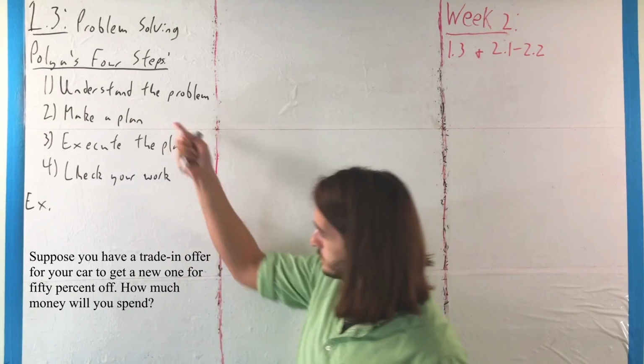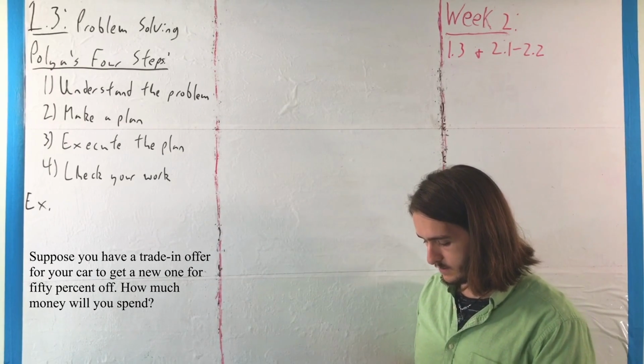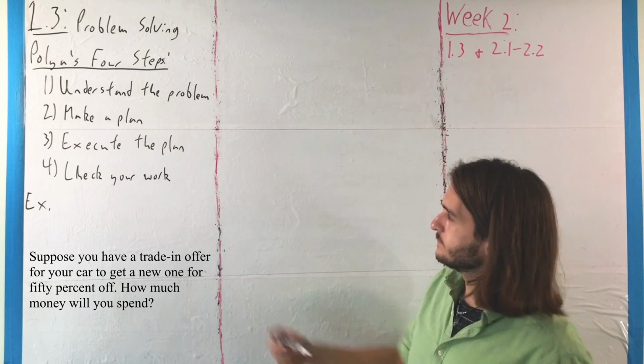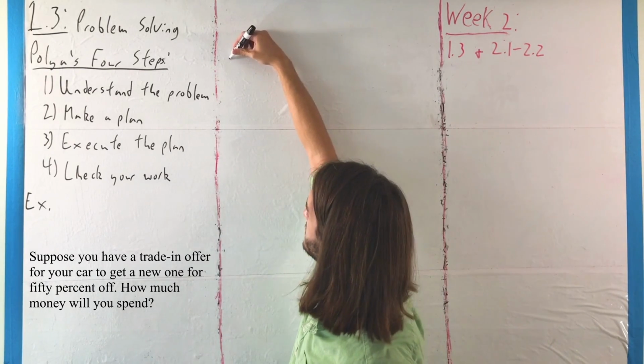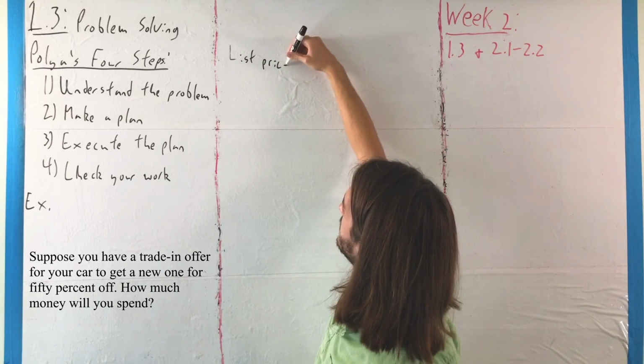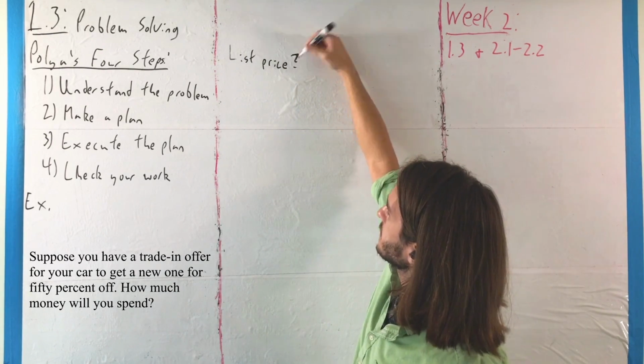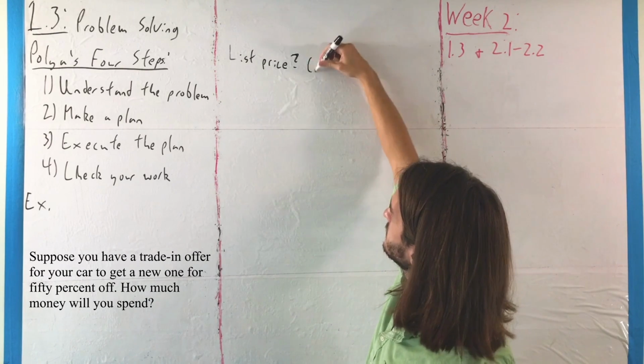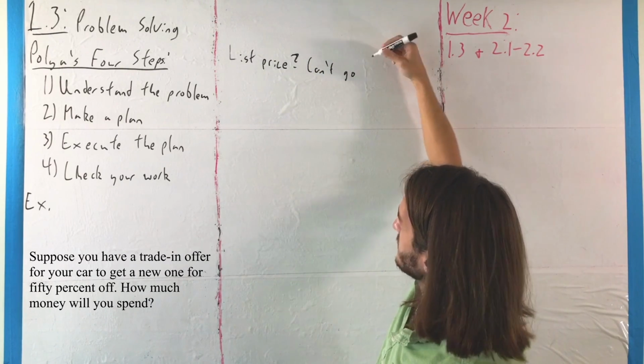And that's kind of a problem. Because in step 2, when we have to make our plan here, we don't have a list price. The list price is never actually given by the statement of our problem here. So without that, we can't actually make a plan.